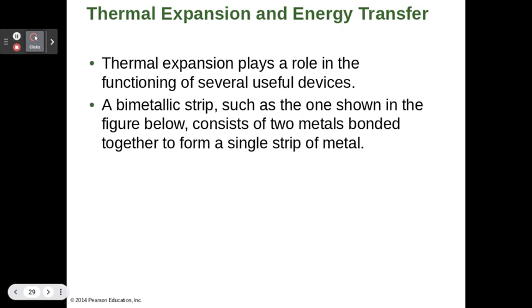So thermal expansion plays a role in the functioning of several useful devices that we use. A bimetallic strip, such as the one shown in the figure below, consists of two metals bonded together to form a single strip of metal.